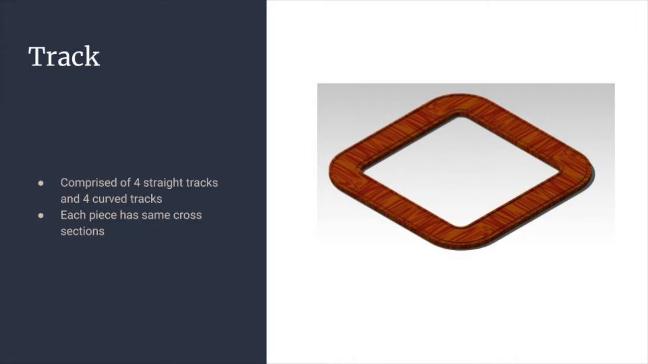The interesting thing about these two pieces that make up this subassembly, as you can see, there's 4 straight tracks and 4 curved tracks. Each piece has the same exact cross section, so these are very easy to model comparatively. These did not require too much time.